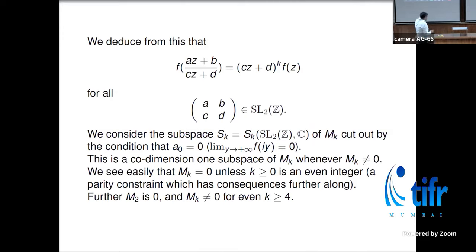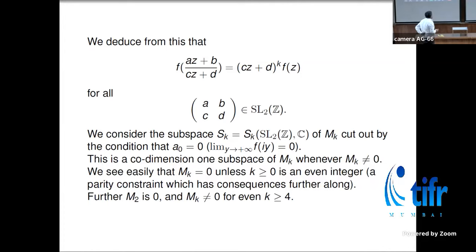Okay, so because this group SL_2(Z) is generated by these transformations, z goes to z plus 1 and this Möbius inversion, you have an apparently richer symmetry: f of (az plus b) upon (cz plus d) is equal to (cz plus d) to the k times f of z. And so within the space of modular forms of weight k, you can also consider a subspace whose constant term vanishes at infinity. That is called the space of cusp forms. And typically it's of codimension 1 in M_k.